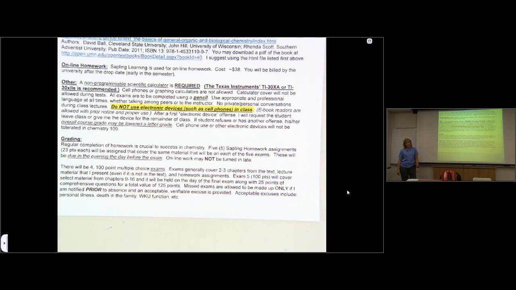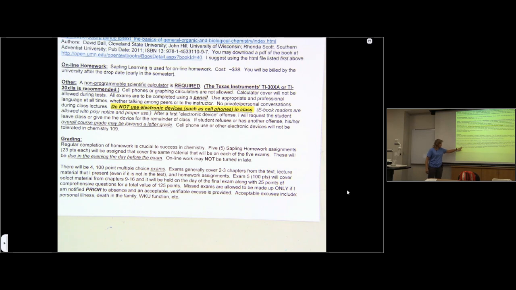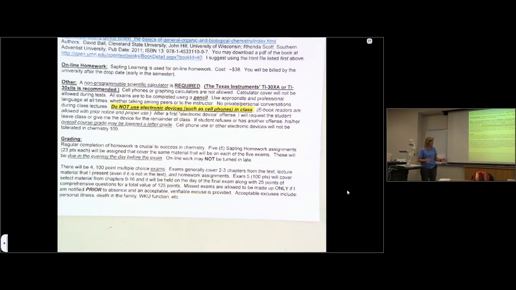The only way you can make up that exam is if you let me know ahead of time and you have an acceptable excuse. Again, let me point this out. You have to let me know ahead of the exam. You cannot show up at 3 o'clock the afternoon you were supposed to take an 8 o'clock exam and say, oh, Ms. Brooks, I forgot we had an exam. That's not prior if your class is at 8 o'clock.